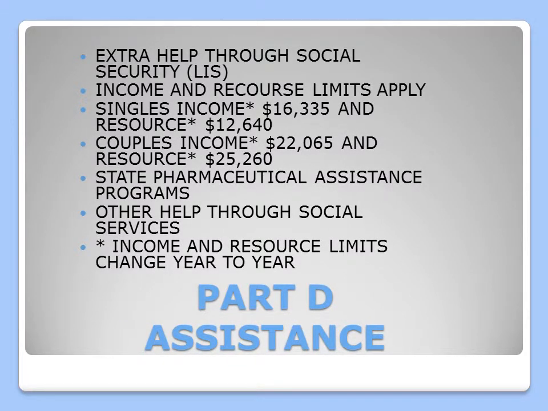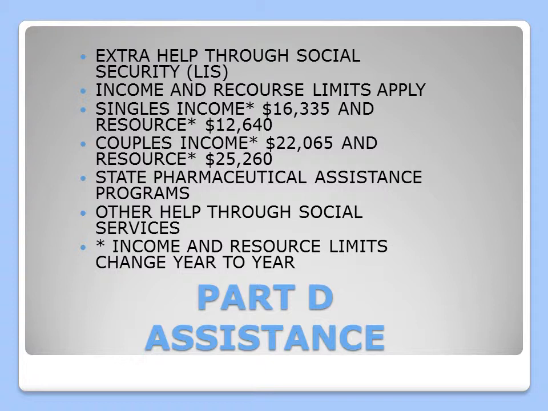If your income and resources are low, you might qualify for Part D assistance. There are 2 primary sources, directly through Social Security. It's called Extra Help through Social Security, or the Low Income Subsidy. There are income and resource limits that apply. You can see the numbers on the screen.